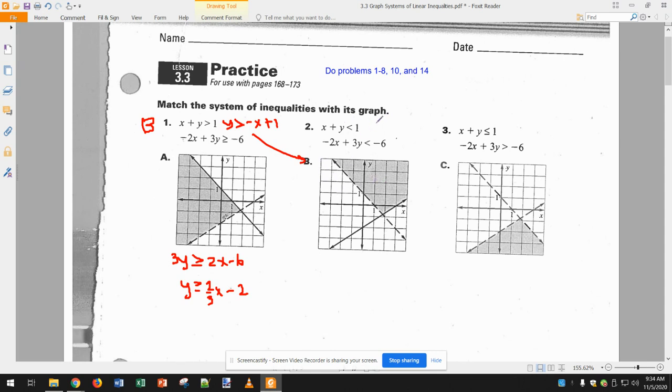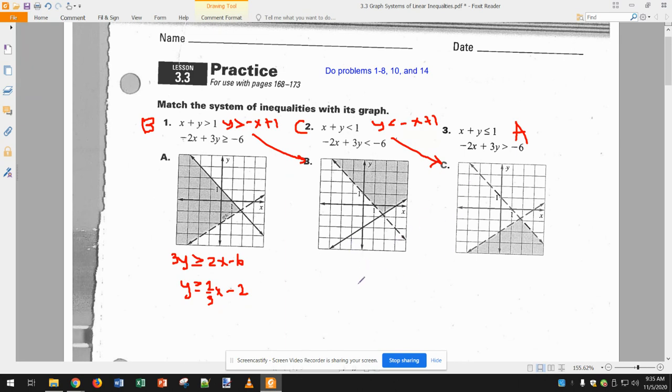Okay, number 2, we can do, again, y is less than negative x plus 1, and it's a strict inequality, so that rules out A. It has to be C. I don't really even have to check anything else. It must be this one because of process of elimination. So that means 3 has to be A without even really doing much work there.